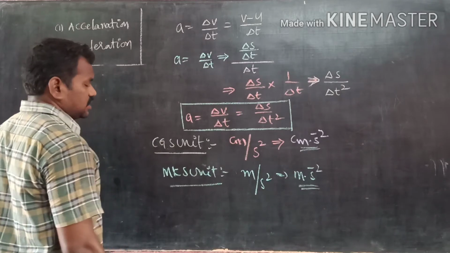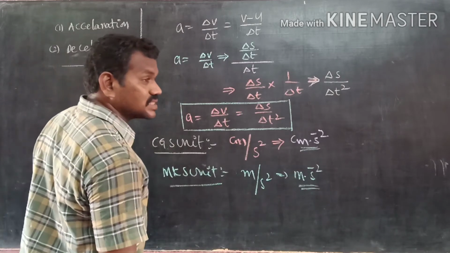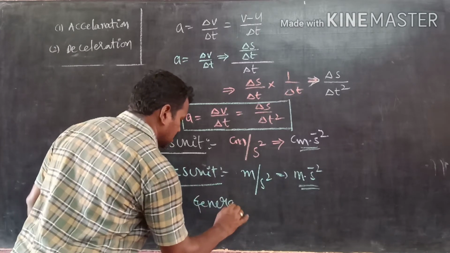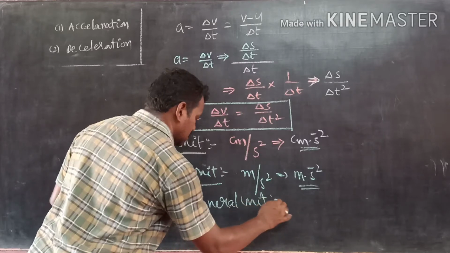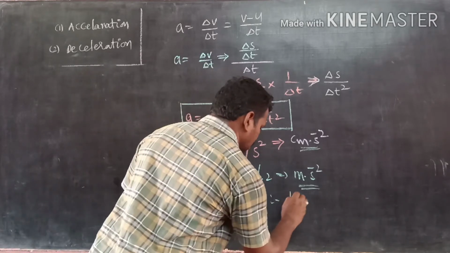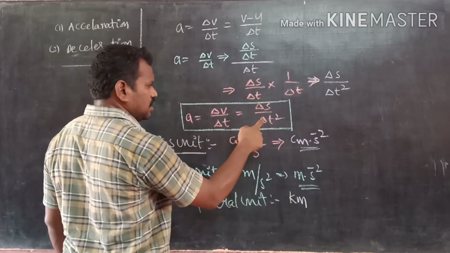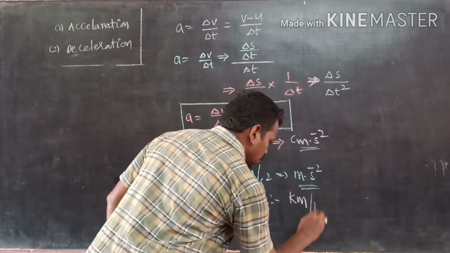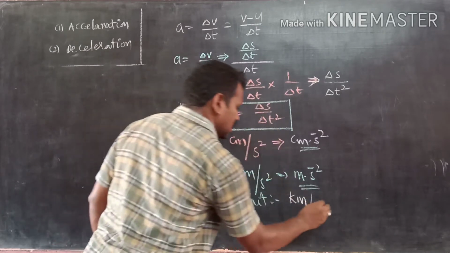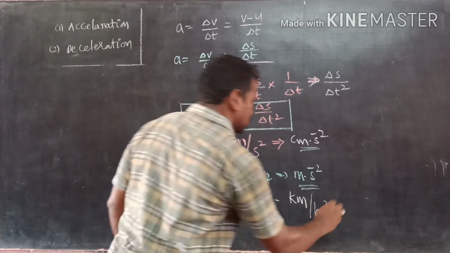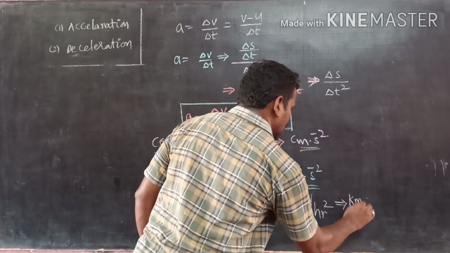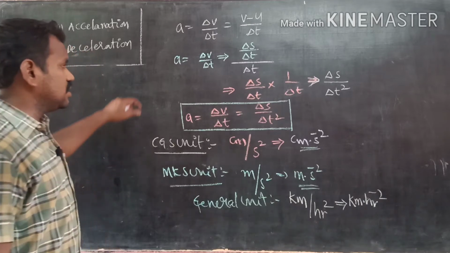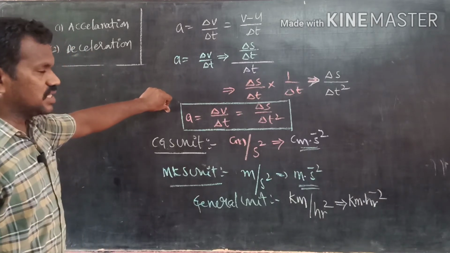Generally we can consider this one in kilometer per hour square. Why? Because the general unit also sometimes we can see in some other textbooks. The general unit is kilometer, because the displacement is in kilometer. Whenever it is in kilometer, time must be in hours. So kilometer per hour, but here square is there, so we should represent the square also. Now the unit becomes kilometer hour power minus 2. These are all the derivations of acceleration.